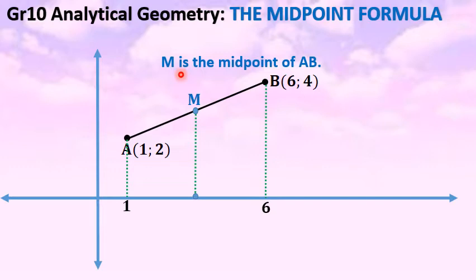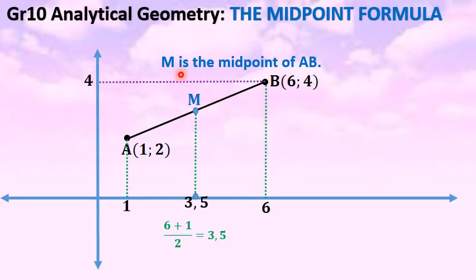Now how do we find the middle value of 1 and 6? Think about it in terms of averages. If you add 6 and 1 together and divide by 2, you will get the midpoint. So that point on the x-axis right there is 3,5.